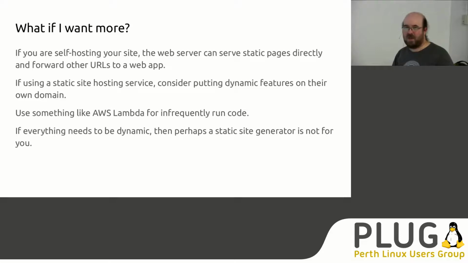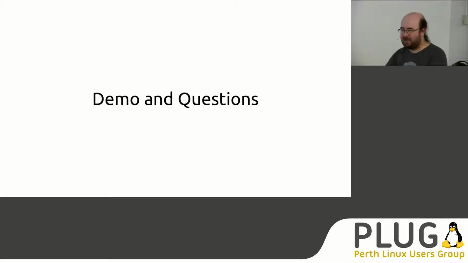And if the dynamic parts are only being used infrequently, maybe something like AWS Lambda can be useful if you don't want to have a server running all the time to handle them. And of course, if you've got a site which needs everything to be dynamic, then you probably want to look at something other than a static site generator anyway. So yeah, those are things to keep in mind.